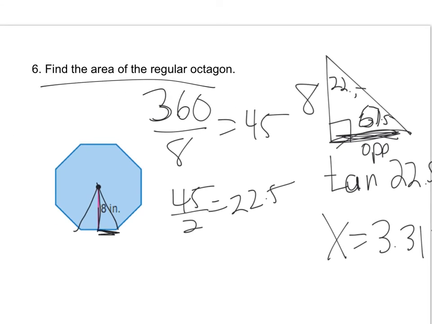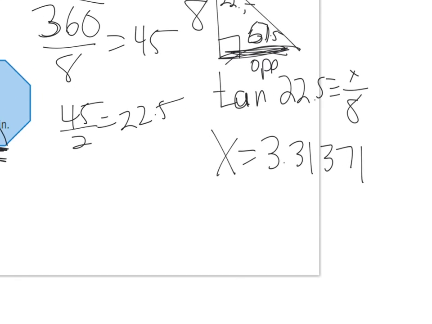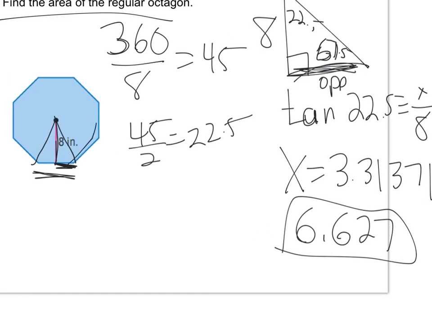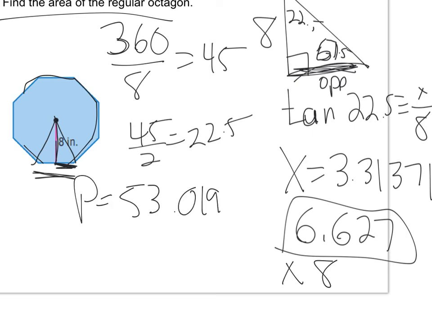So that's this short side. So I want the whole thing, so I've got to double it. So multiply by 2. I get 6.627. So that's one length. Now it's got 8 sides all the way around it. So I want to take this times 8. So my perimeter then becomes 53.0193 times 8 divided by 2.